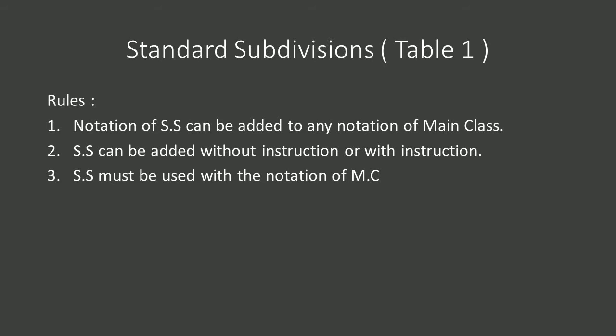And the third one is standard subdivision must be used with the notation of MC. It is most important. MC means main class. Main class means the main class and all their subdivisions, that means the notation of all the schedule. We can only use the notation of standard subdivision after the notation of main classes or the notation of the subdivision of the main classes. Without the notation of the main classes or their subdivisions, we cannot use the notation of standard subdivision alone.